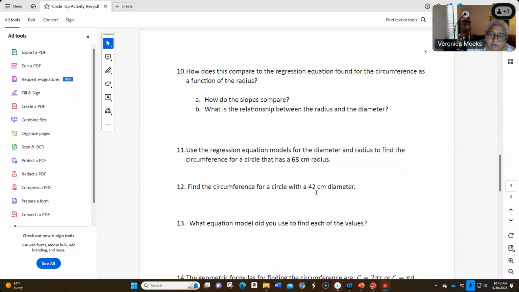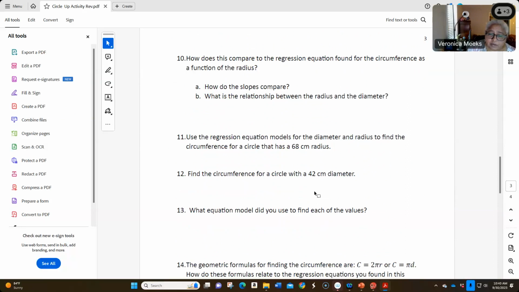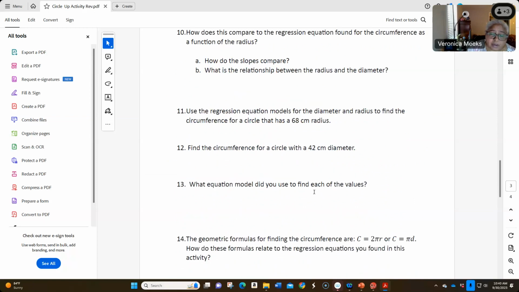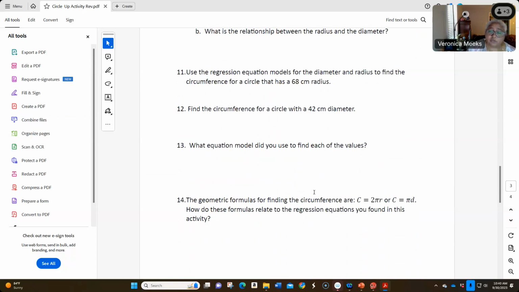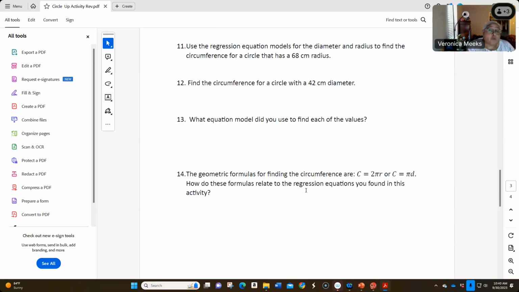And then have them actually use those equations to find the circumference, given a radius and given the diameter, and then go back to, okay, these are geometric formulas that we already know. How do those regression equations that we came up with connect with the formulas that we're given to find circumference given a radius and circumference given a diameter?